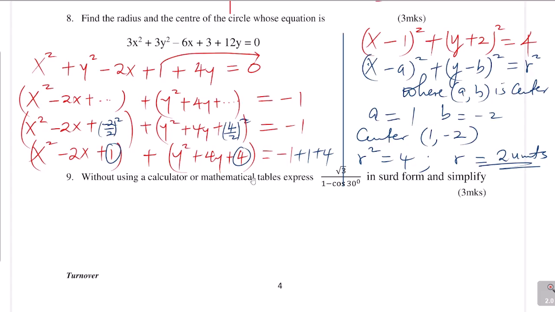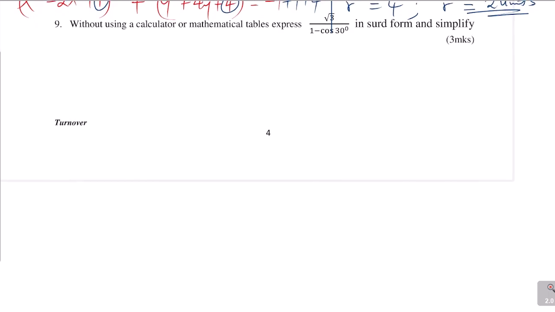We go to question number 9. Without using a calculator or mathematical tables, express root of 3 divided by 1 over cosine of 30 in surd form, and simplify. So what we need to express in surd form, look at the denominator, cos of 30. Where do you get this? To get this, you normally use the equilateral triangle of sides 2 units. And then we divide it like that.